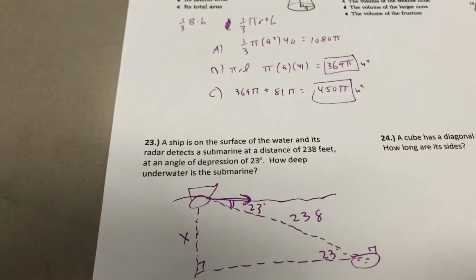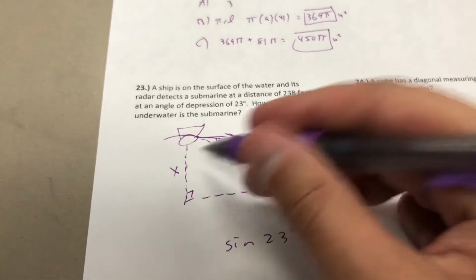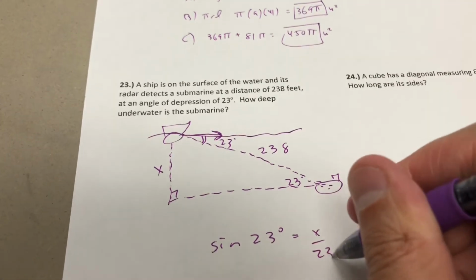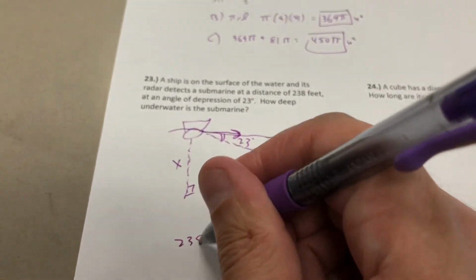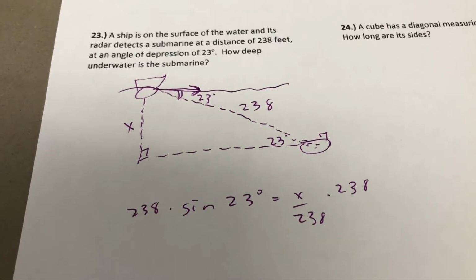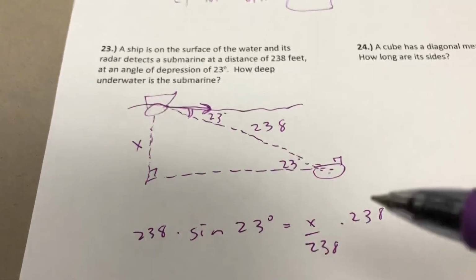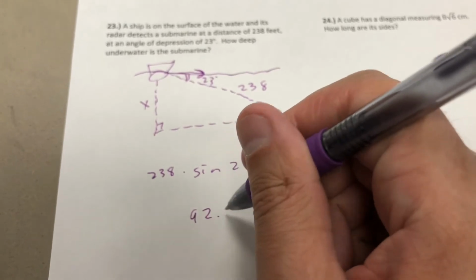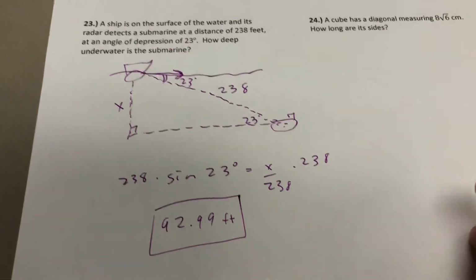So you got a little right triangle. I've got an opposite side and a hypotenuse. That's a sine relationship. Sine of 23 is the opposite over the hypotenuse. That's x over 238. I can multiply both sides by 238. And so it's going to be 238 times the sine of 23. And it doesn't say what I need to round to. Getting about 92.99. So we'll go with that. 92.99 feet deep.